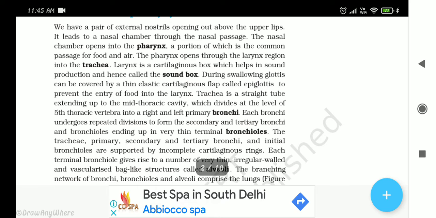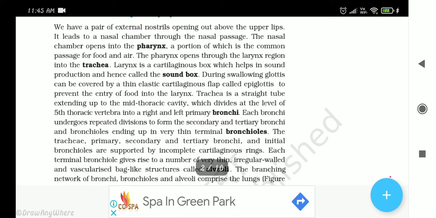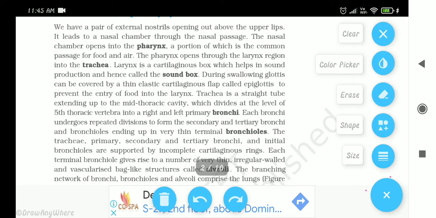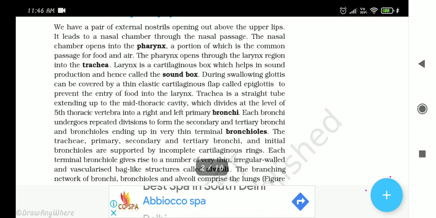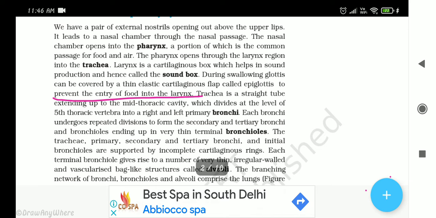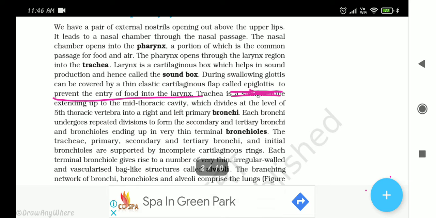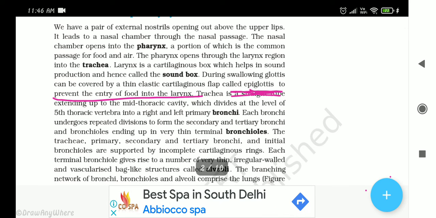When we swallow, the glottis is covered by the thin cartilaginous flap called the epiglottis to prevent the entry of food into the larynx. This is to prevent the food from entering the larynx. This is a very important role of the epiglottis, otherwise the food would go to the larynx, and it may lead to complications or harm for our body.